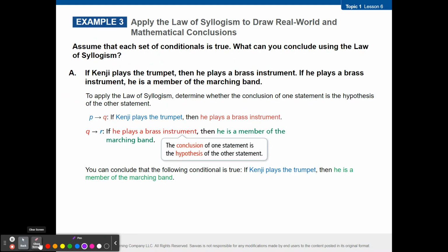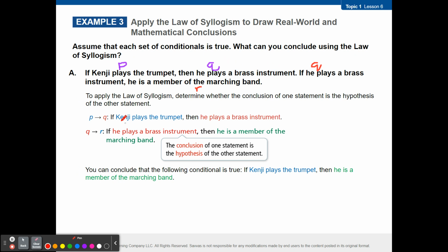All right, so let's talk about this. So we're going to apply this law of syllogism to a real world situation. Assume that each set of conclusions is true. What can you conclude using the law of syllogism? If Kenji plays the trumpet, then he plays a brass instrument. So here is our P. Here is our Q. If he plays a brass instrument, he is a member of the marching band. So here now is our Q that kind of transferred over as the hypothesis second. And then he's in the marching band is R.